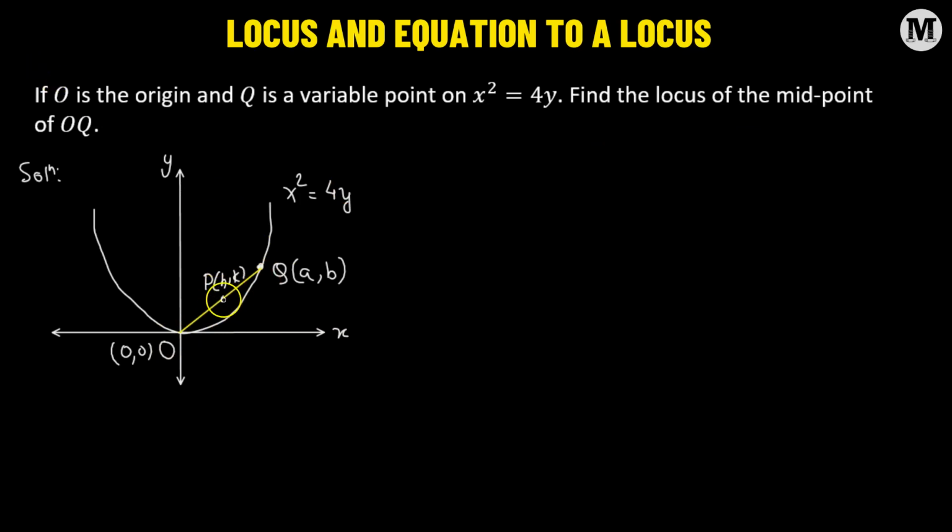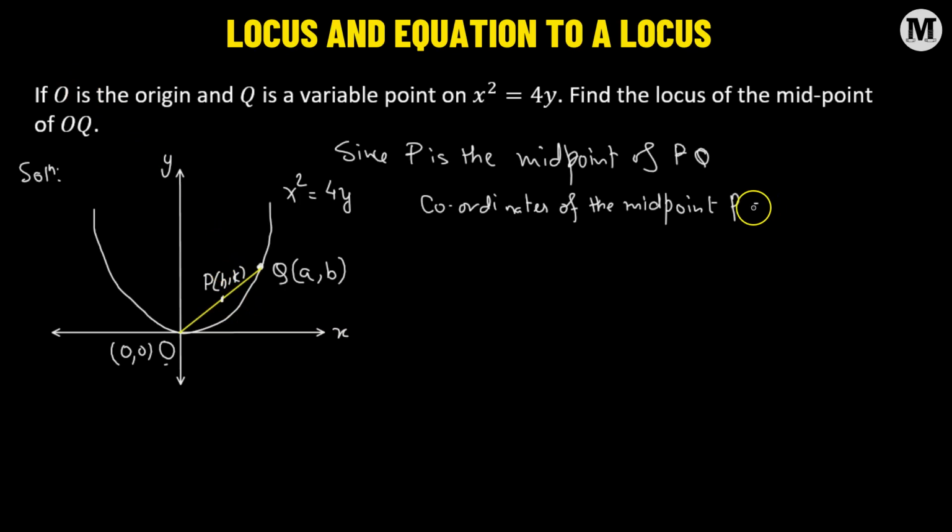Let us begin. Since P is the midpoint of the line OQ, we can use the coordinates of the endpoints, that means the coordinates of points O and Q, to determine the coordinates of point P. For the x coordinate, we sum up the x coordinates of the endpoints, so we have a plus 0, and divide by 2. To find the y coordinate, we add the y coordinates of the endpoints and divide by 2. The coordinates of the midpoint P, which we defined as (h, k), become equivalent to (a over 2, b over 2).